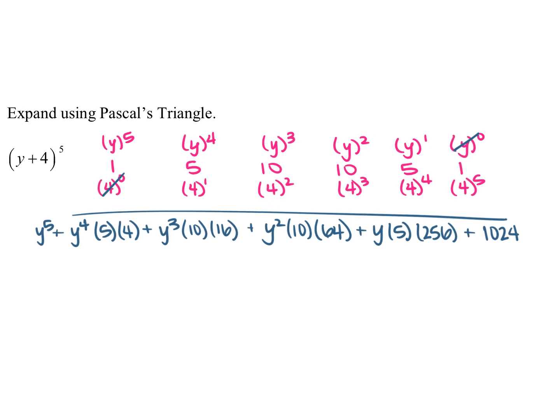From here, we're going to multiply to simplify and get y to the 5th plus 20 y to the 4th plus 160 y cubed plus 640 y squared plus 1,280 y plus 1,024.